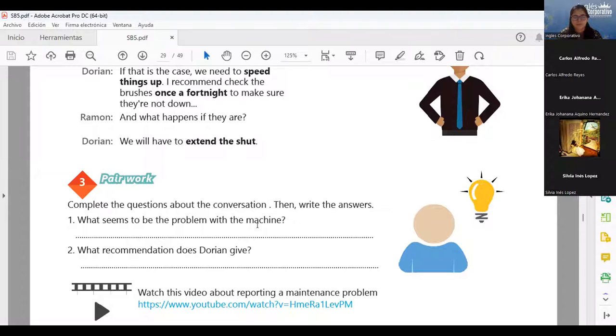You need to take off the metal casing. Verify it is a minor fault. And he needs to speed things up. I recommend checking the brushes once a fortnight. He recommends checking the brushes once a fortnight, to make sure they are not down.